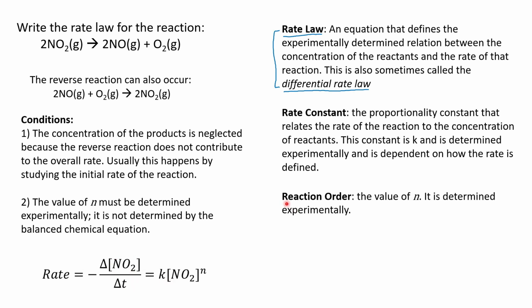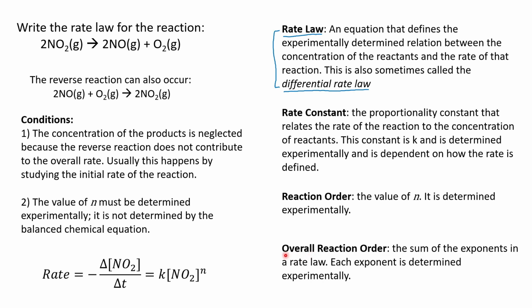All right, let's talk about reaction order. Finally, this is our value of N. So you'll see our N here. It is an exponent. Just like K, it is also determined experimentally. So if you're used to writing a lot of things down just based on the stoichiometry of an equation, just know when you're talking about kinetics and rate laws, you need to determine these values experimentally.